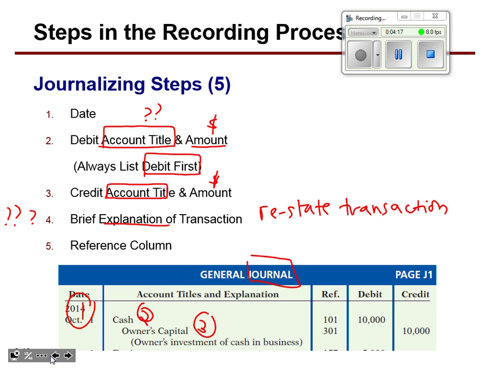Finally, number 5, you actually stop here and you technically go post, which you're going to learn what that means in a minute. But then number 5, they want you to, oh, I forgot number 4 down here. Number 5, they want you to come and put the account number in the reference column. This is going to make so much more sense when we actually are doing this tomorrow. But those are the 5 steps. We date, debit, credit, explain, and then we do the reference.